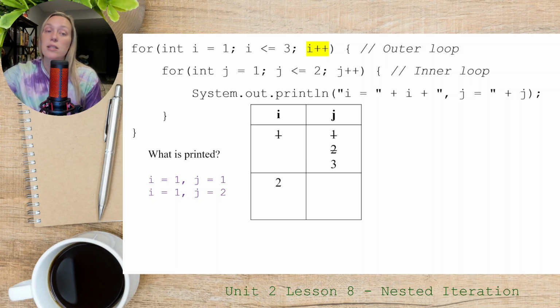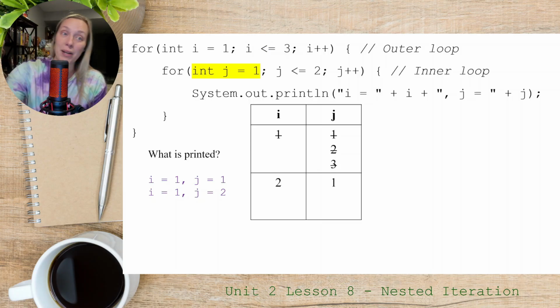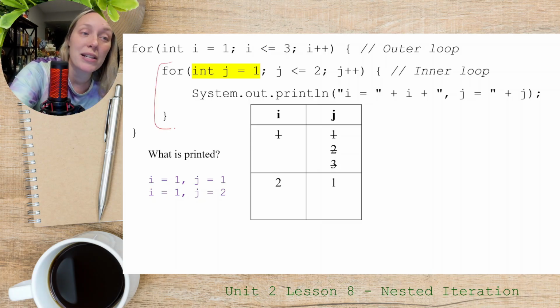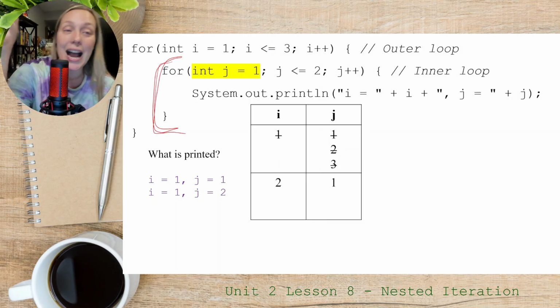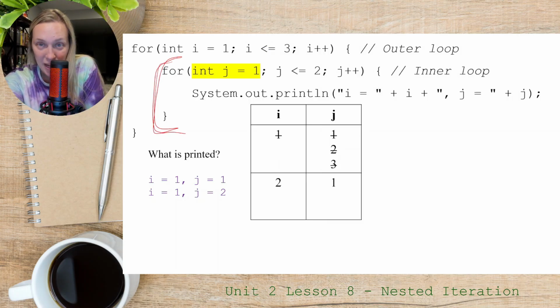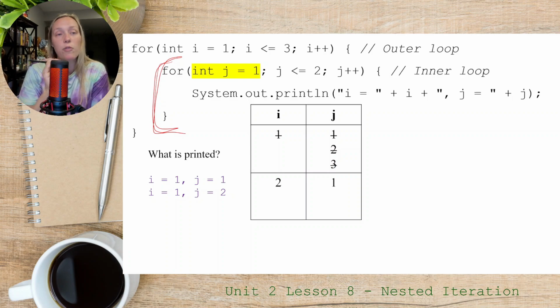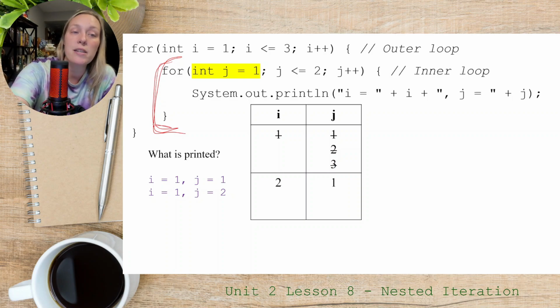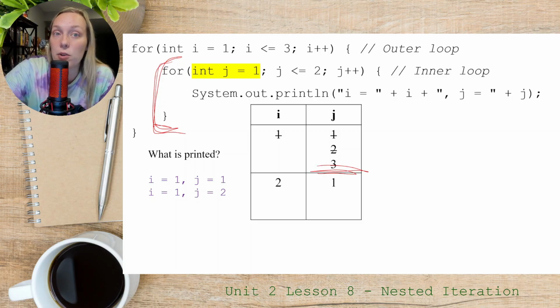I increases by 1. I is still less than or equal to 3. My outer loop is still true, so I'm going to enter it, and that means I'm going to start my inner loop again. My inner loop gets started again, and j starts at 1 again. Remember, when I ended my inner for loop right here, the variable j disappears from memory.